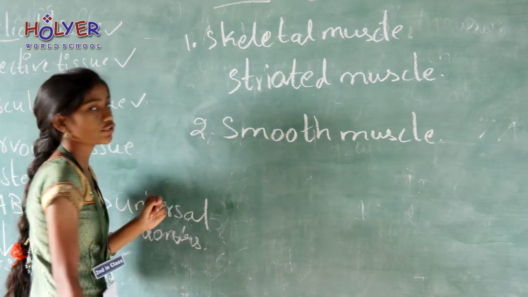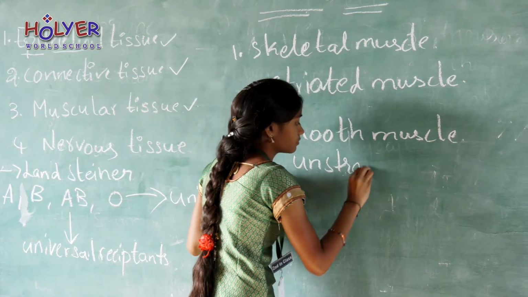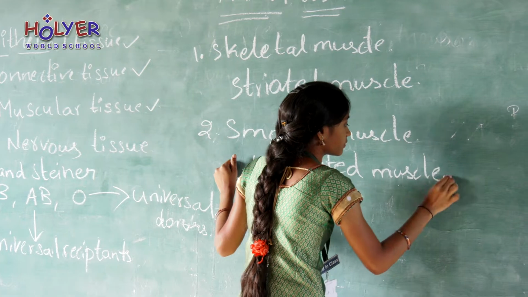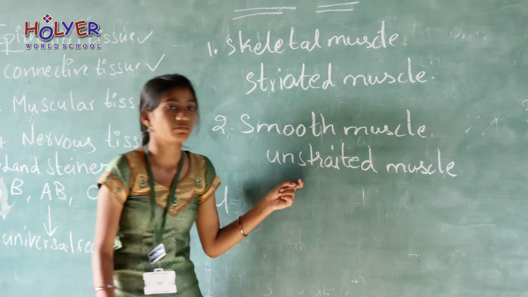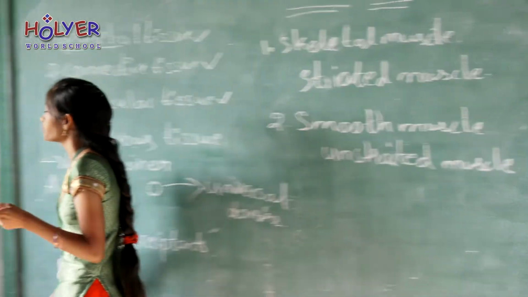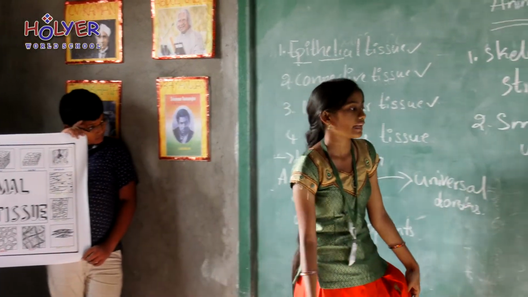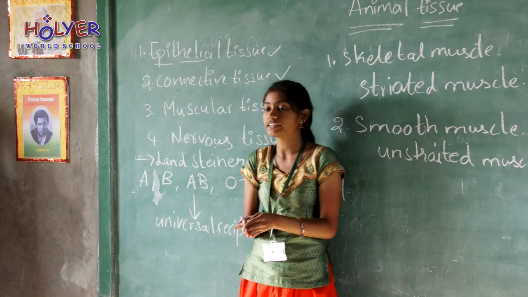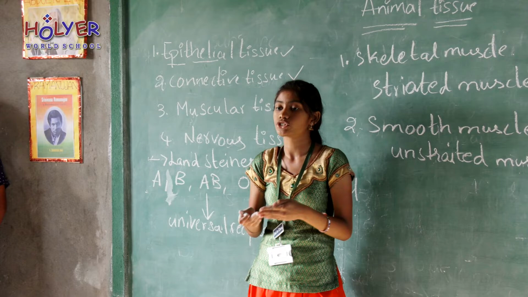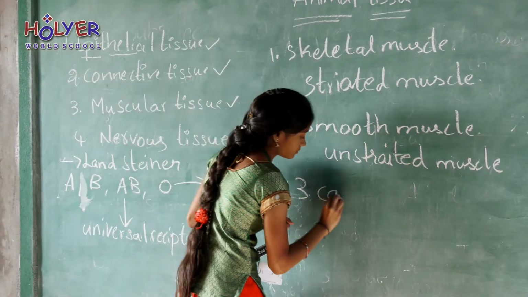These smooth muscles are also known as unstriated muscle. It is known as unstriated muscle because there are no striations present in these smooth muscles, and this is the structure of the smooth muscles. These are uninucleated and involuntary. Here, voluntary means the work which is under our control, and involuntary means the work which is not under our control. And coming to the third type, cardiac muscle.